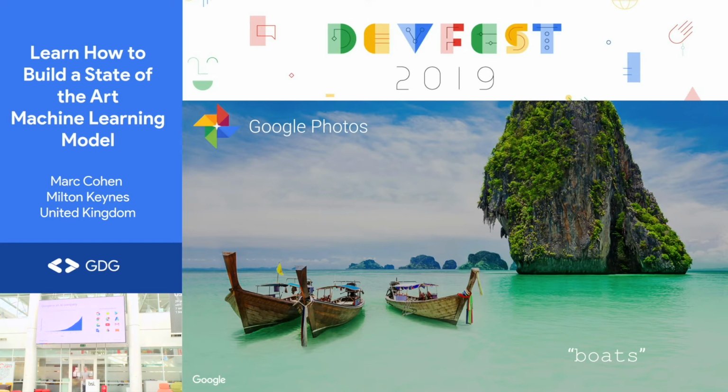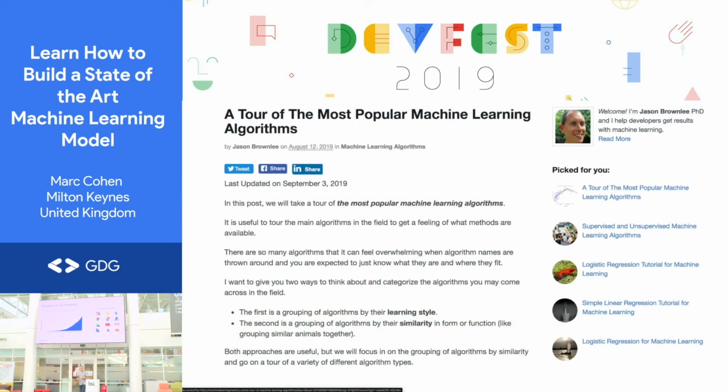The next little section talks about different types of learning. This is a really nice article, and if you click through on this image, you can read it at your leisure. It shares a taxonomy of all of the different types of machine learning approaches and model types.